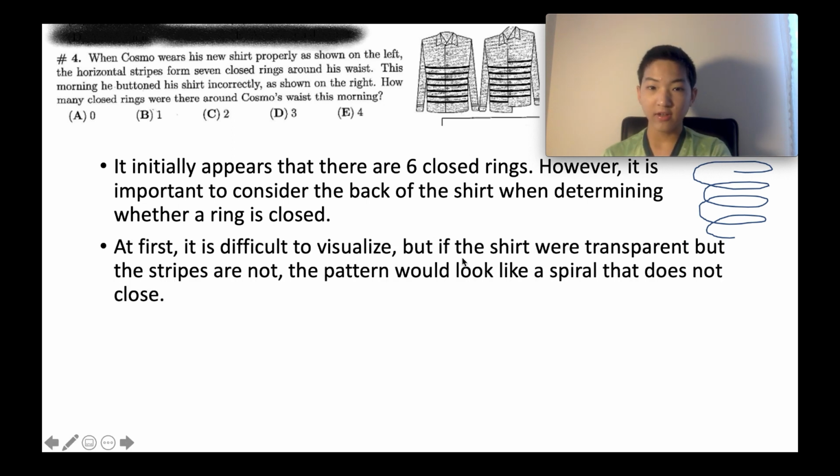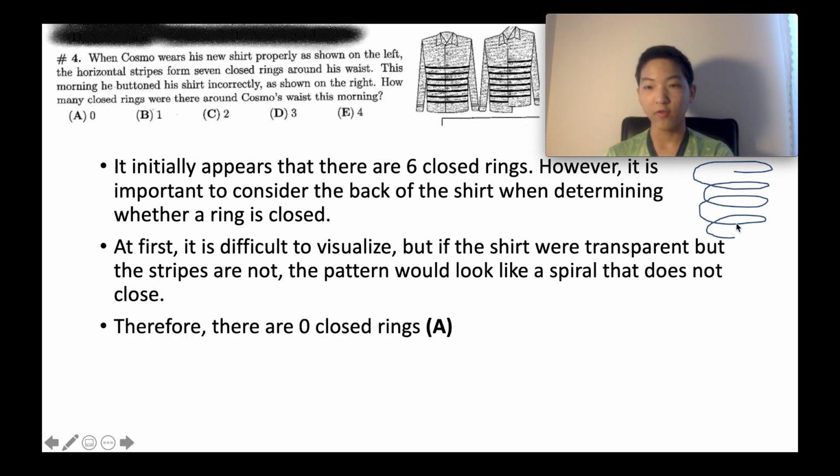So that sounds kind of confusing and it sounds difficult to visualize. But if the shirt were transparent, but you could still see the stripes, the pattern will look like a spiral that does not close, like this pattern on the right. So therefore, there are 0 closed rings, which would be A. So once again, if I were to draw a comparison, this shirt would look like a bunch of closed rings, right? Because it also goes on the back.